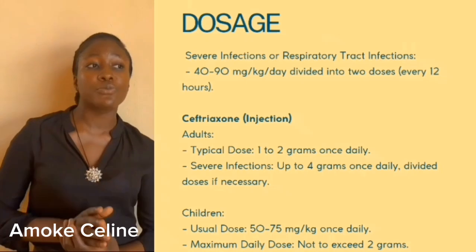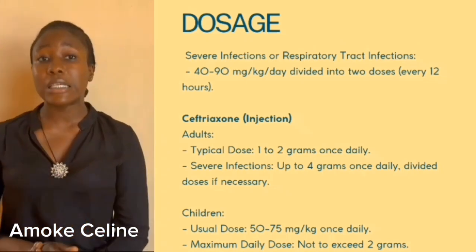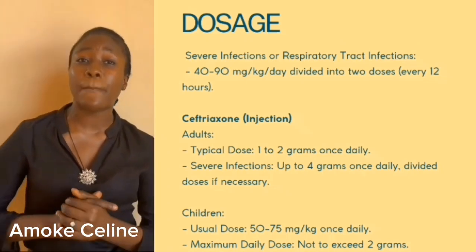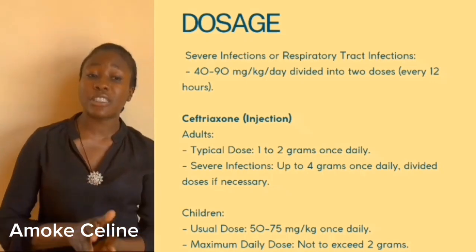For ceftriaxone injection, adults should be given 1 to 2 grams once daily, and children should be given 50 to 75 mg per kg once daily. The duration is 5 days.